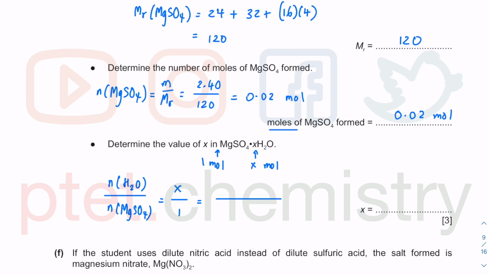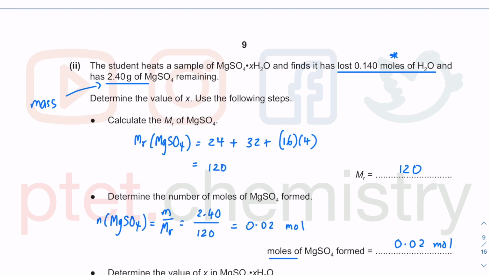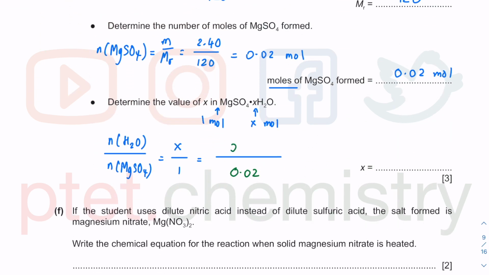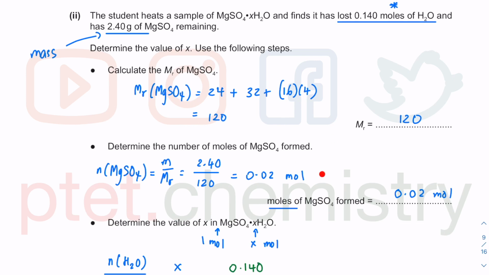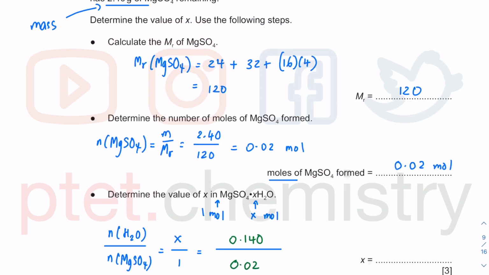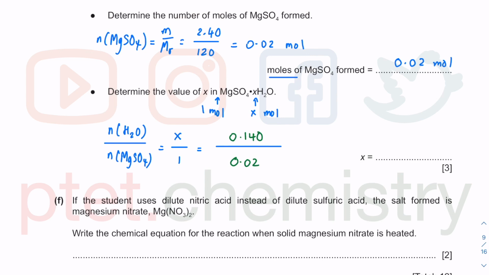We have the actual mole of MgSO4 that we have left after we remove all the water of crystallization. We have lost this much mole of water, 0.140. So 0.140 mole of water. Having lost that, you're left with this much mass of MgSO4, which I found the mole by relationship with mass of MR. So there's 0.02 at the bottom there. X divided by 1 is X. So 0.140 divided by 0.02, this gives me 7, which is a nice whole number.